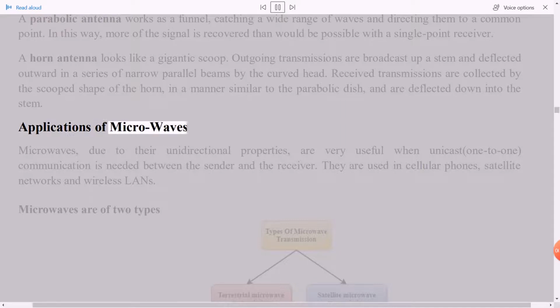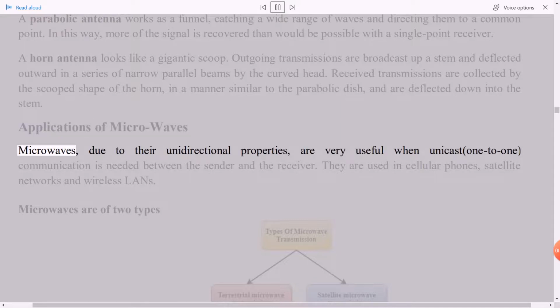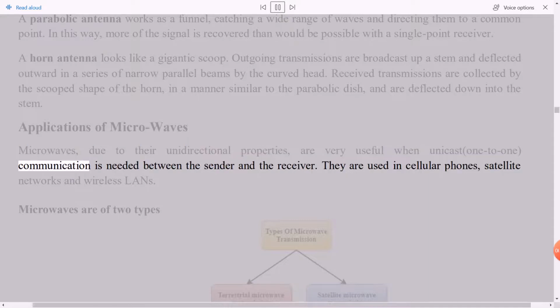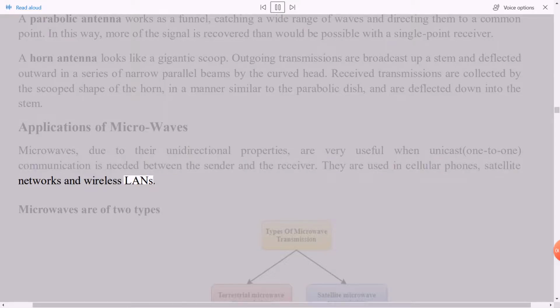Applications of microwaves. Microwaves, due to their unidirectional properties, are very useful when unicast, one-to-one, communication is needed between the sender and the receiver. They are used in cellular phones, satellite networks, and wireless LANs. Microwaves are of two types.